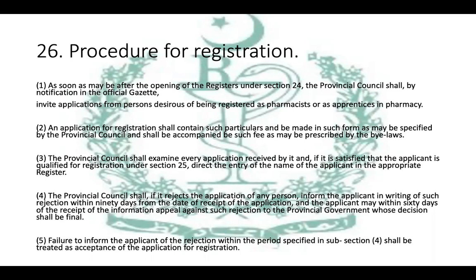Now 26(2) says, an application for registration shall contain such particulars and be made in such form as may be specified by the provincial council and shall be accompanied by such fee as may be prescribed by laws. Now in this you also have to deposit the fee. When you submit the registration form, it must be attached with the proper fee.